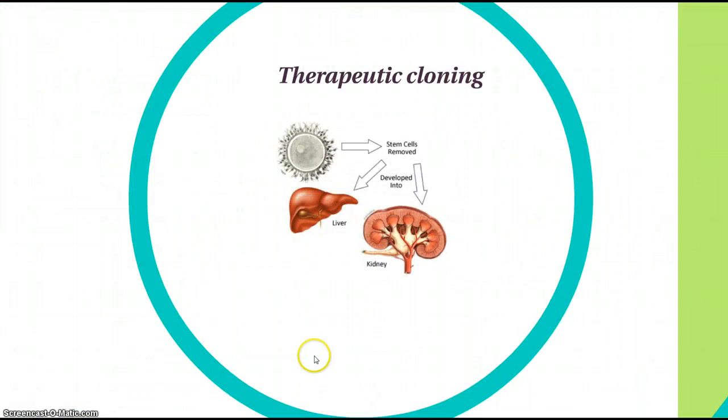And then, of course, therapeutic cloning. This is how new organs can be produced. Should you need a kidney or a liver or an ear, this is how it's done.